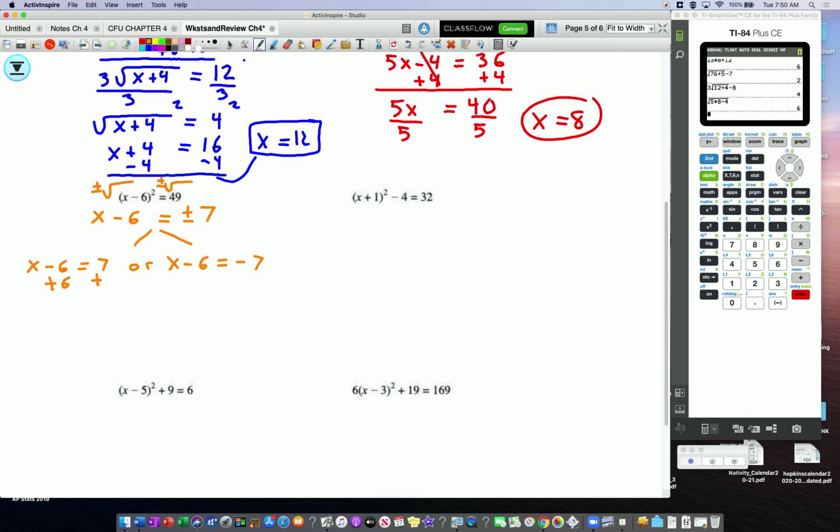So here I'm going to add 6 to both sides. So I get x equals 13. Or when I add 6 to both sides here, I get x equals negative 1.